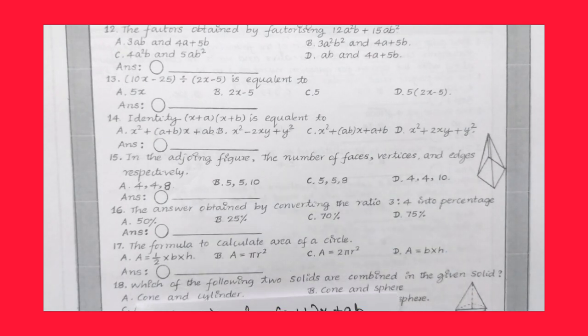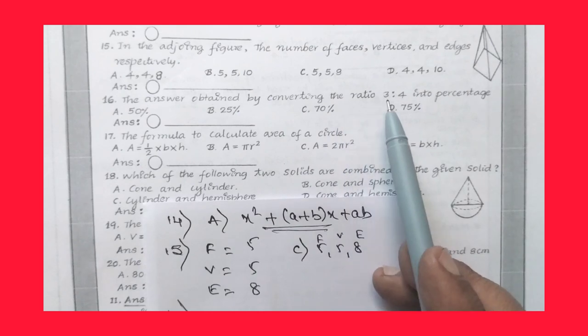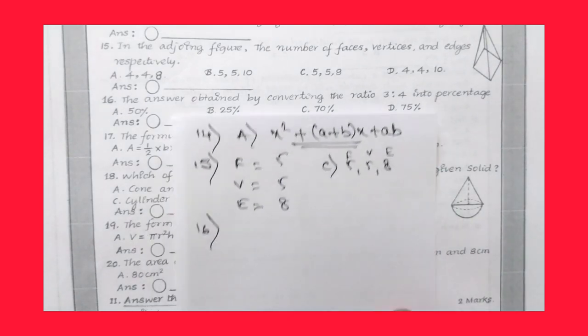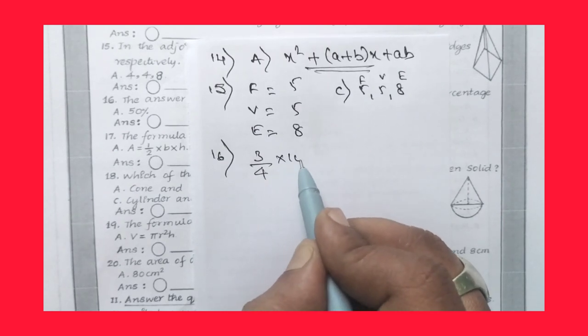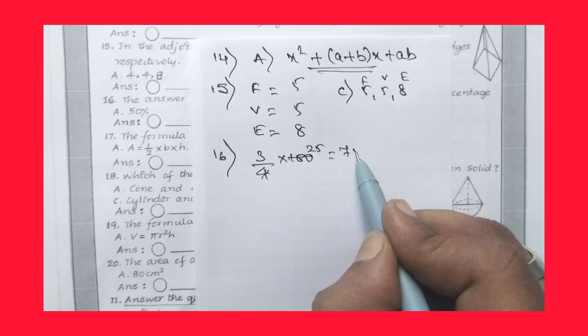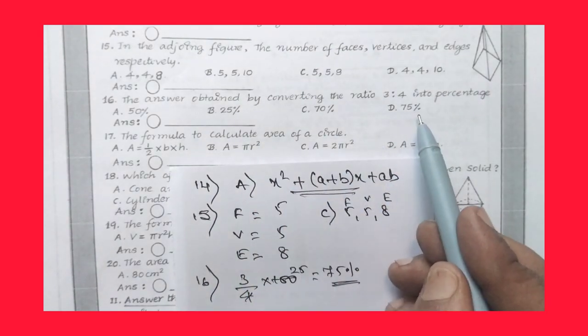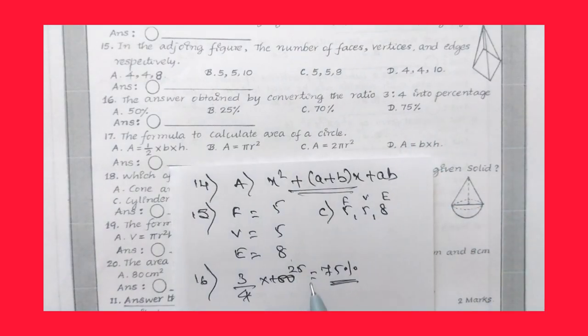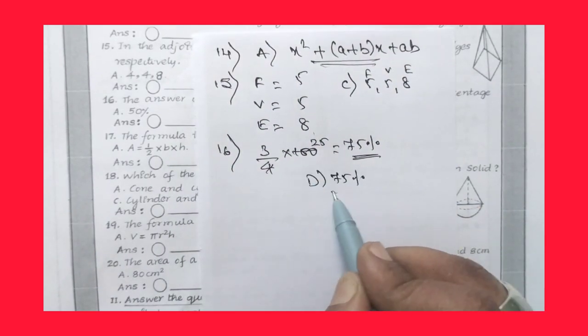Next, 16th question. The answer obtained by converting the ratio 3:4 into percentage is 3/4 × 100. 4 ones are 4, 25, that is equal to 75%. Where is 75%? Option D. So option D, 75% is the right answer.